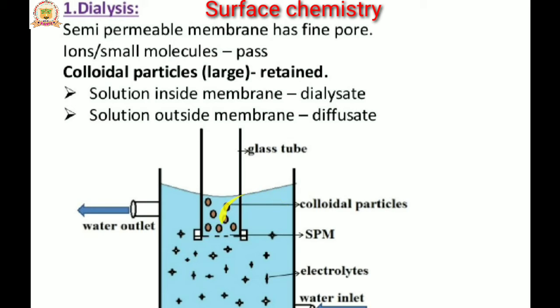Here the colloidal solution can be separated with the help of the semi-permeable membrane. The semi-permeable membrane has fine pores. With the help of those fine pores, the ions and small molecules can pass out. The colloidal particles are very large in size, so they remain at the semi-permeable membrane only. The solution inside the membrane is called the dialysate. The solution outside the membrane is called the diffusate.